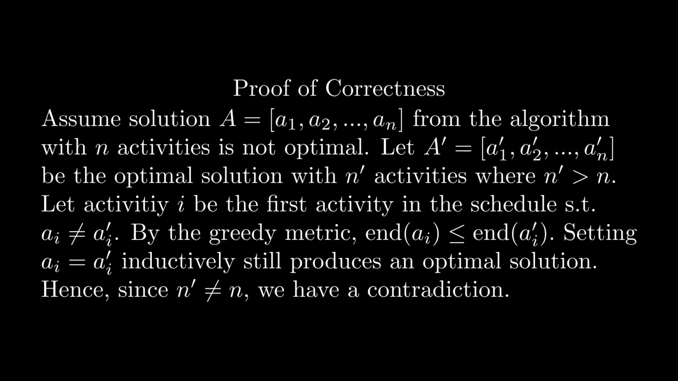Applying this process recursively, we eventually have that the first n events of A' are equivalent to those of A. Since n' is greater than n, it is possible to fit n' minus n more events at the end of the schedule after the end time of A_n. However, since the algorithm only terminates when we cannot add any more events to the schedule, this would imply that our algorithm halted early, meaning that we have a contradiction. Hence, it must be true that A is optimal and therefore n equals n'.